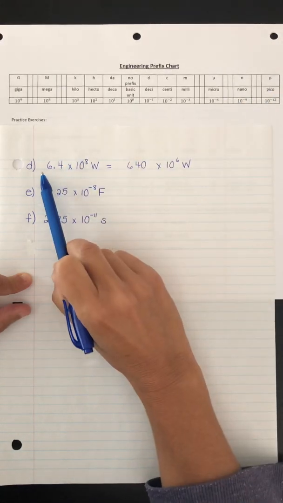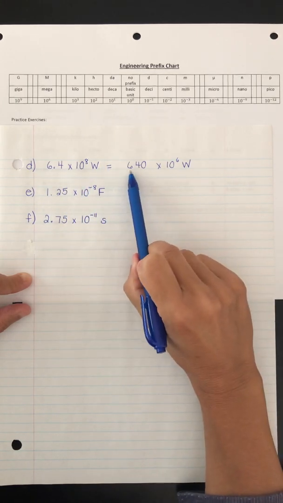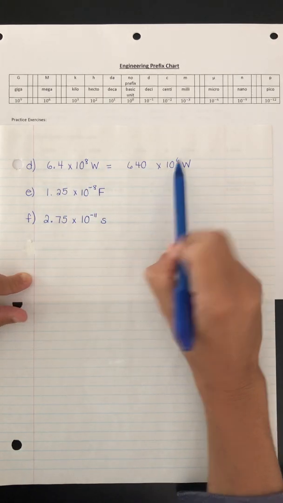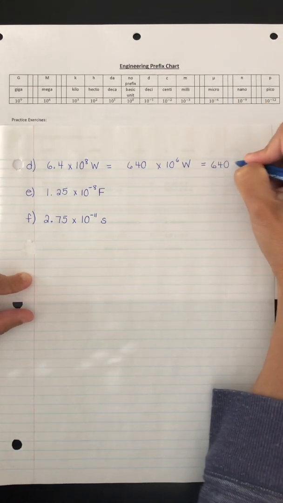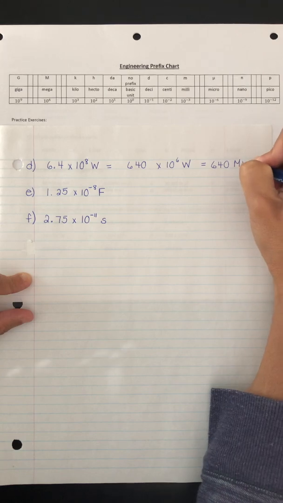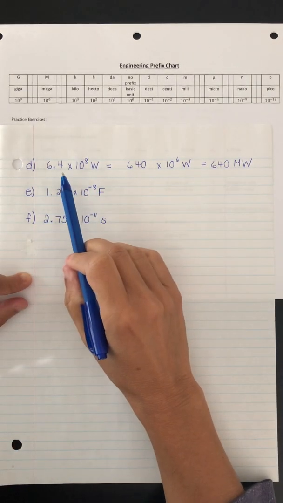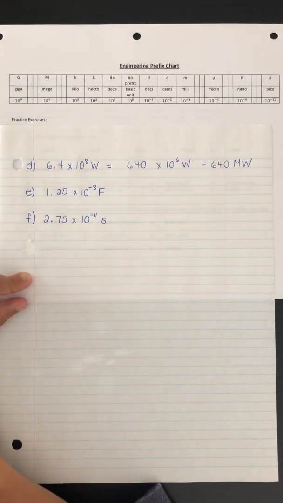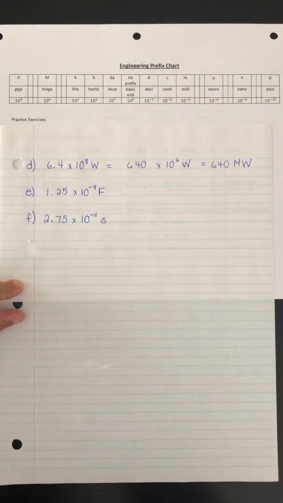So 6.4 times 10 to the 8 watts is the same as 640 times 10 to the 6 watts, or 640 megawatts. Okay? It's also equal to 0.64 gigawatts, but again, we don't want a 0 out front because of the instruction.